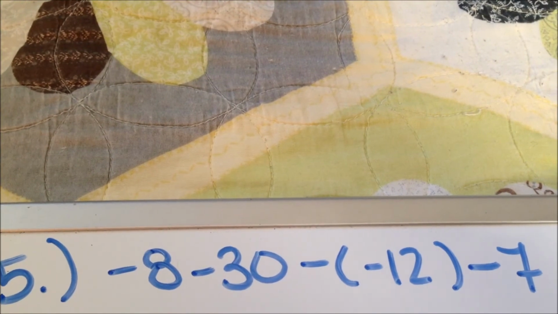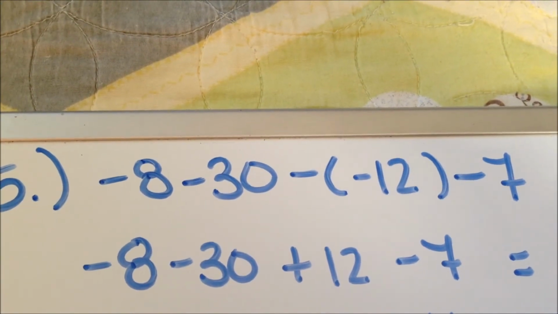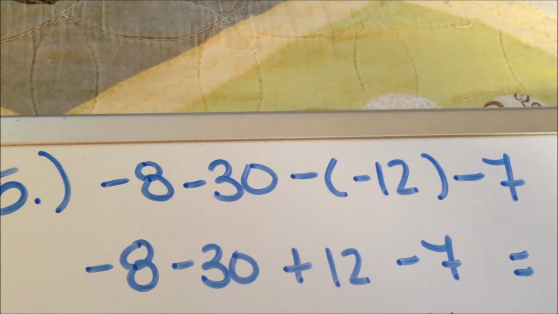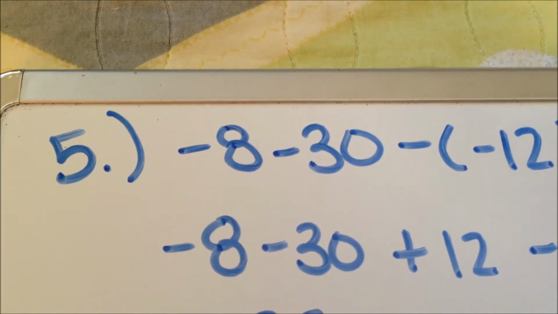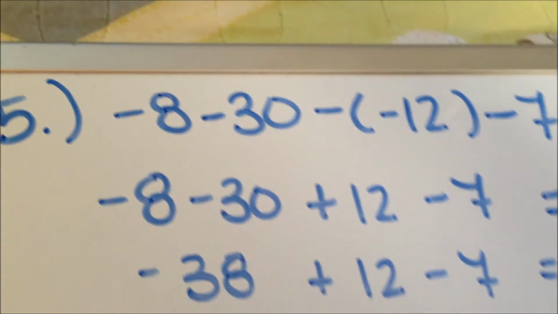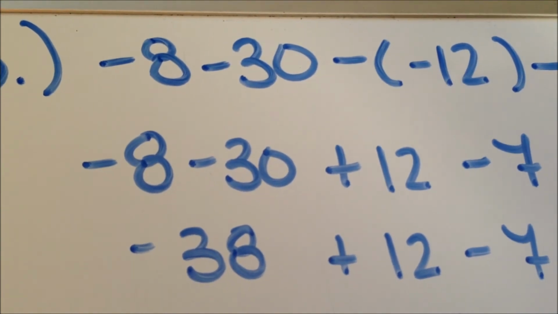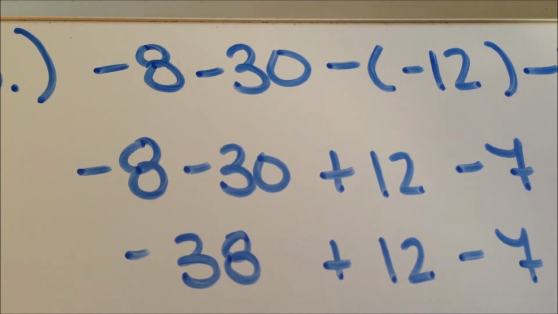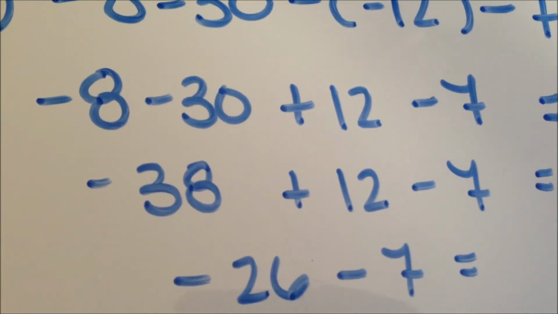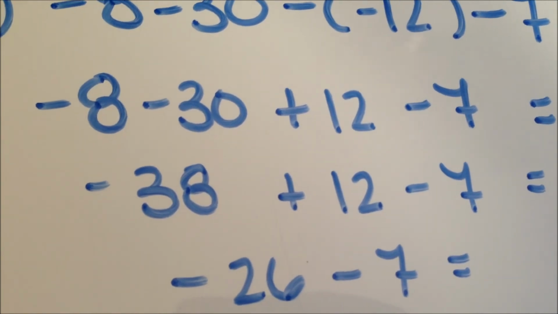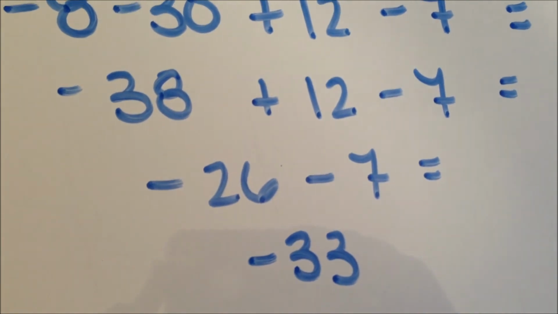Number 5, negative 8 minus 30 minus negative 12 minus 7. If I rewrite, I end up with negative 8 minus 30 plus 12 minus 7. Work from left to right and only work with two numbers at a time. So negative 8 minus 30, same sign sum, negative 38. Negative 38 plus 12 minus 7. Now focus on negative 38 plus 12. Different signs difference, so subtract. You get 38 minus 12, which is 26. It's negative because of the 38. So negative 26 minus 7, same sign sum. Add 26 plus 7, you get 33, and our answer is negative because they are negative.